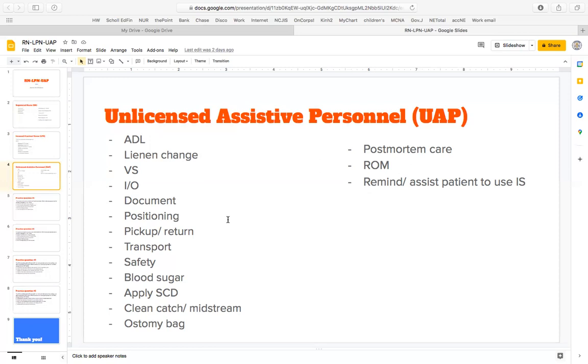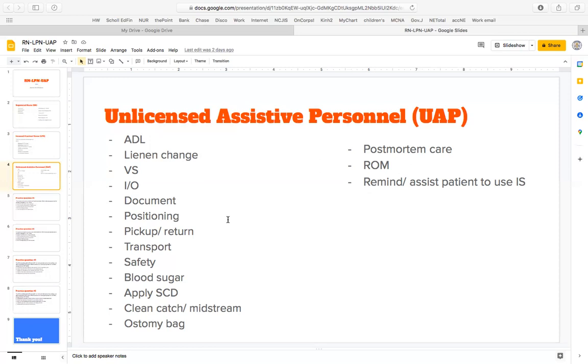UAP can transport stable patients and stable family members. What do I mean by that? UAP can transport a stable patient to get a chest X-ray. It's just a chest X-ray, and this patient's stable, right? Let's go. But imagine if this is a med-surg patient whose condition is getting worse, and they require close, continuous monitoring. That's for an RN to move them up to ICU. That's not UAP anymore. This patient is in critical condition. That patient's not stable.